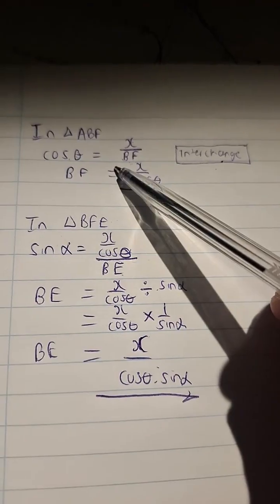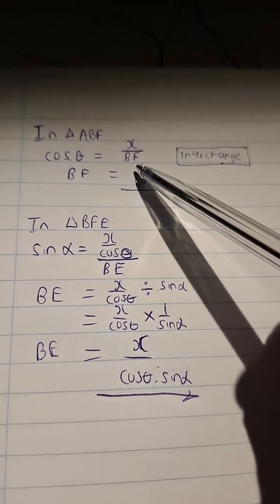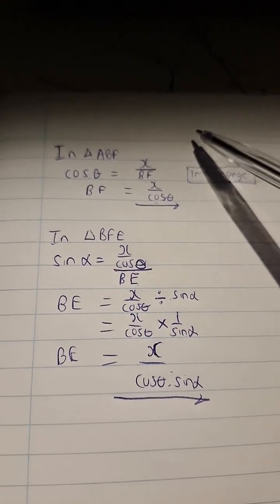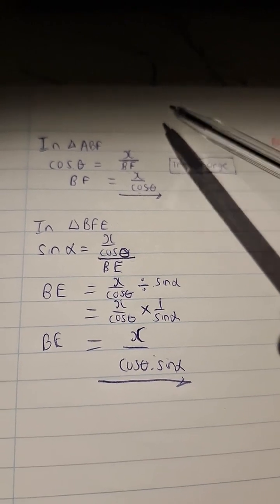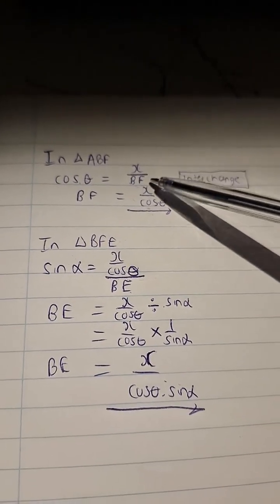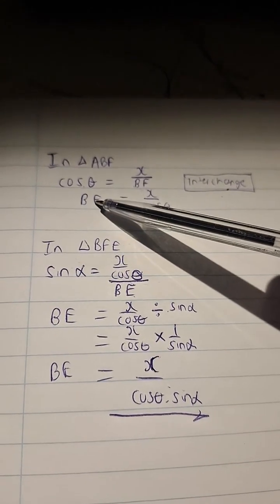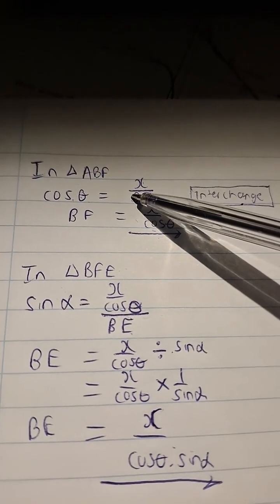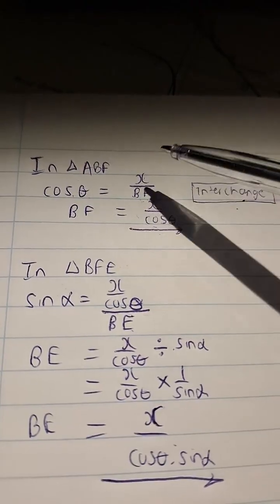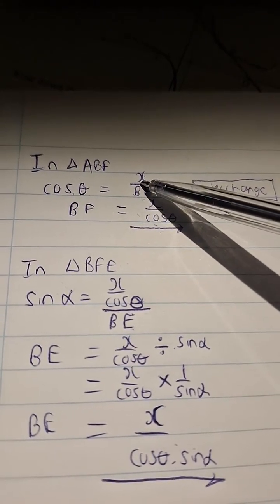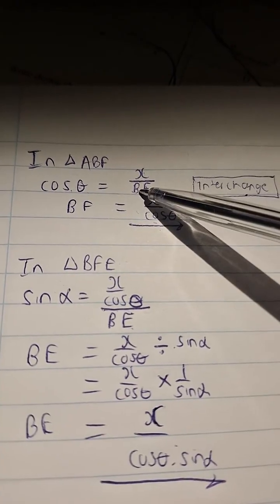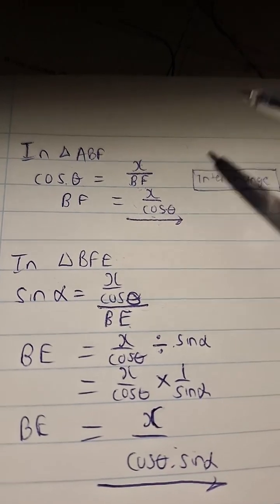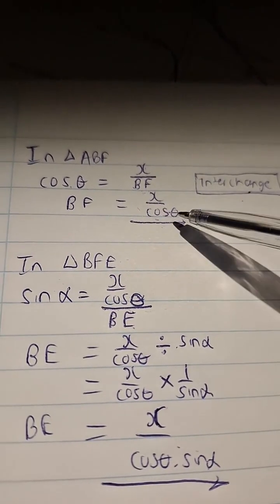On the interchange, no, Senzo, it's not. On the interchange, BF is equal to x over cos theta. Remember, Senzo, the explanation of the interchange here is that we want to make BF the subject of the formula, not x. If we wanted to make x the subject, we would cross multiply BF and say cos theta times BF is equal to x. But in this situation, we want to make BF the subject.